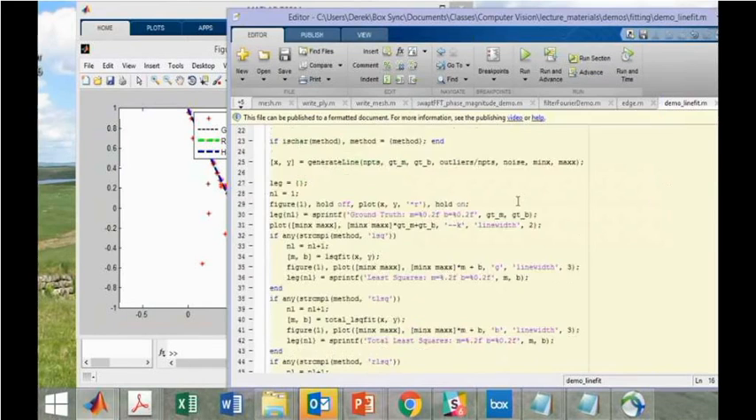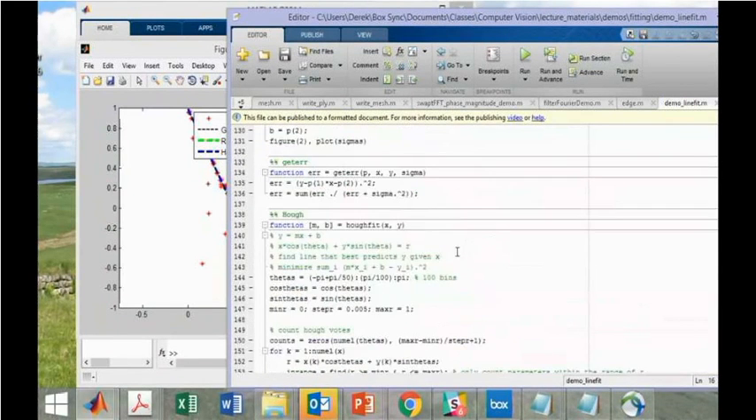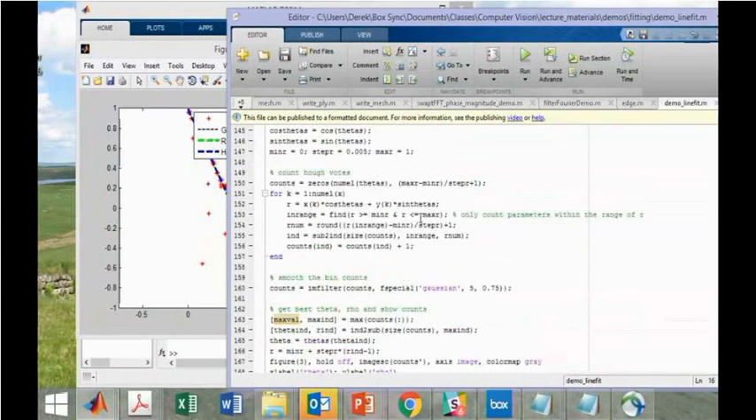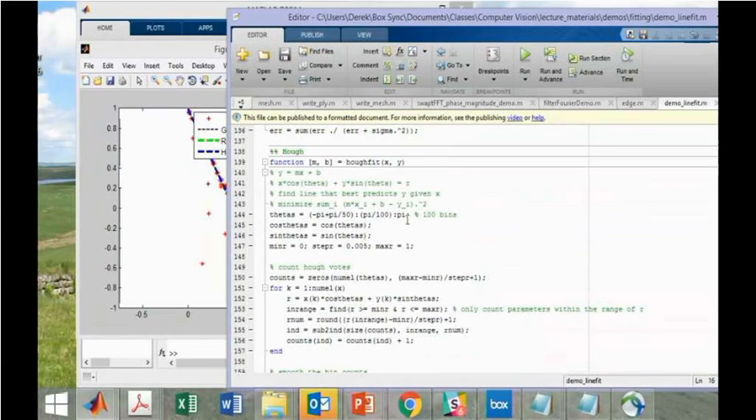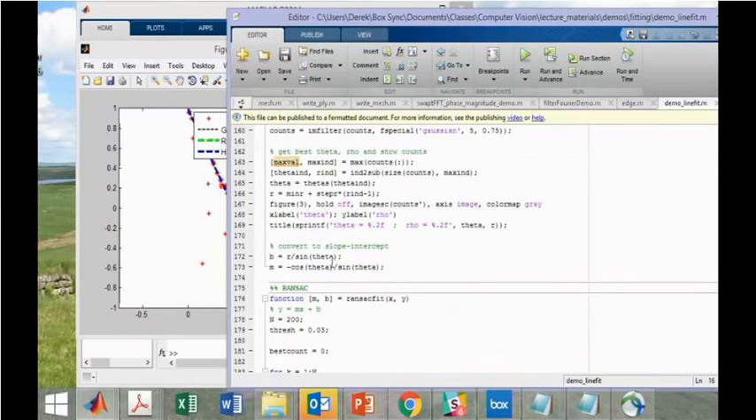And then the code is posted, so you can look at that. The Hough fit's a little more complicated, so I won't try to walk through it in a minute. But you can see how I accumulated the votes and found the local maxima and then converted that to the slope-intercept form.